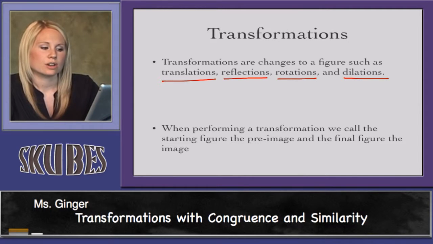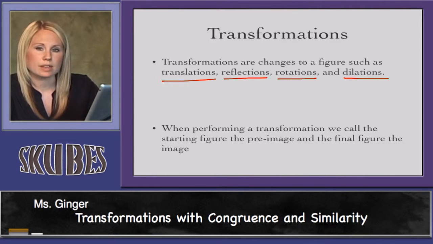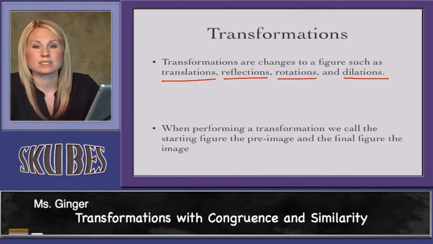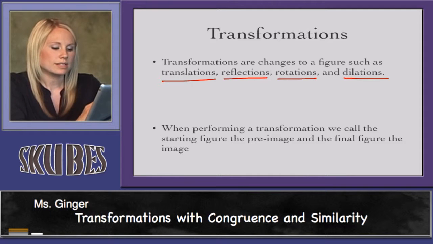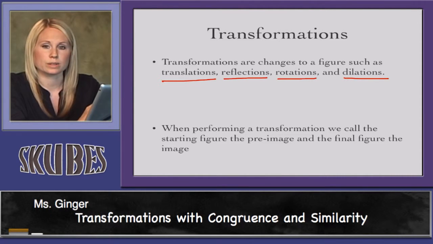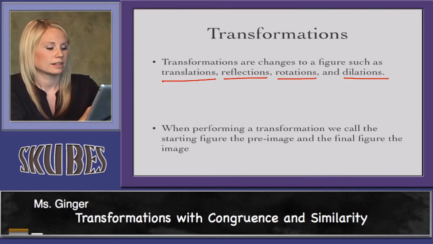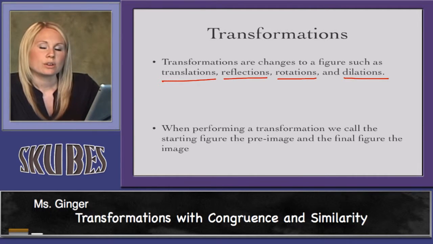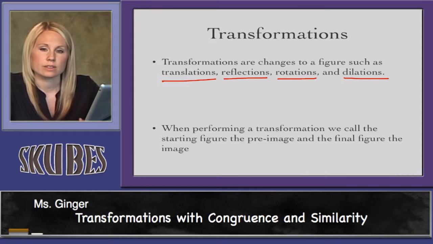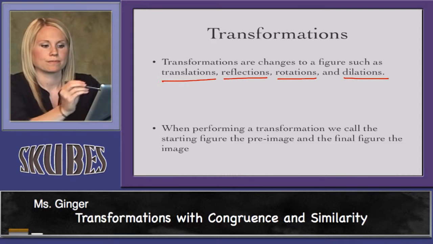Some of these changes cause our figures to be congruent when we look at the first image and the second, and some of them cause them to just simply be similar, which means same shape but different size. So we're going to take a look at which ones cause congruence and which ones cause similarity, and look at the visuals on the graph of those. You need to know that when we're performing one of these transformations, we usually call the first image our pre-image and then the final image our image.